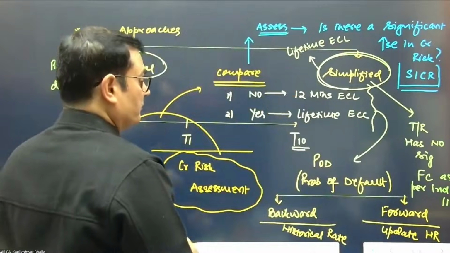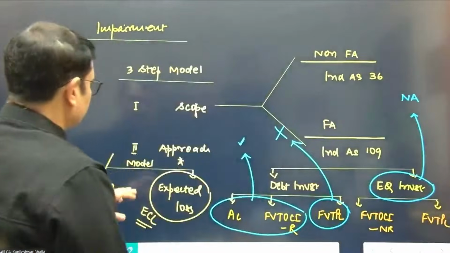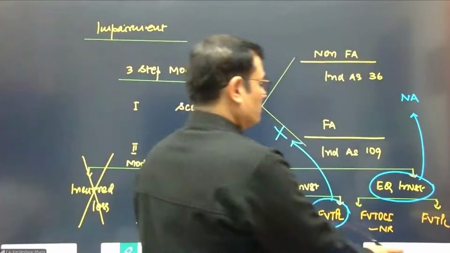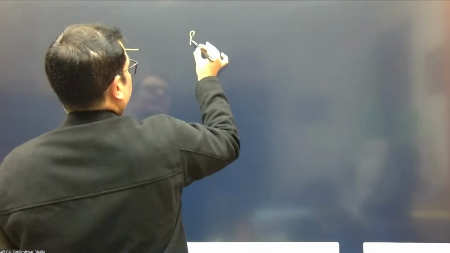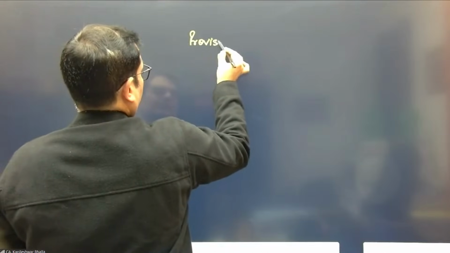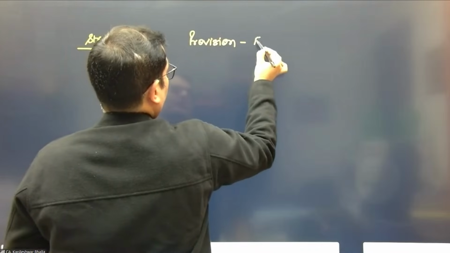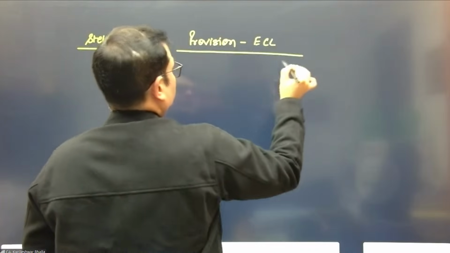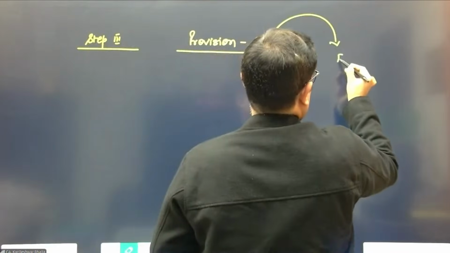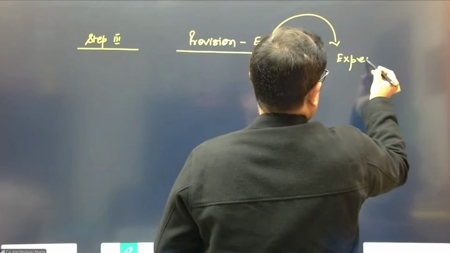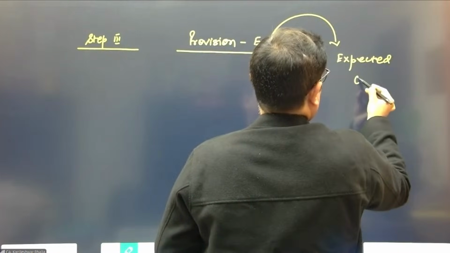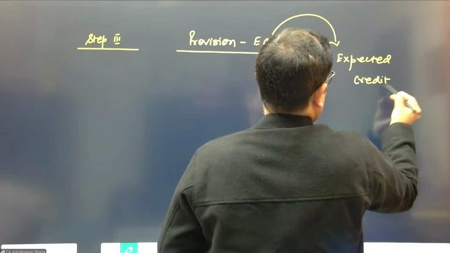Then comes step number 3. So this was step number 2, that is the approach. Now let's go to step number 3. Once you've got the probability of default, then comes step number 3, and this is creating a provision for what we call ECL, expected credit loss. It's like creating a provision for doubtful debts, but here we call it expected credit loss.